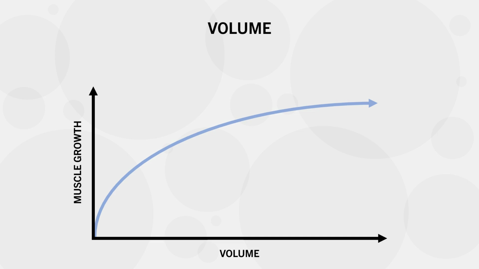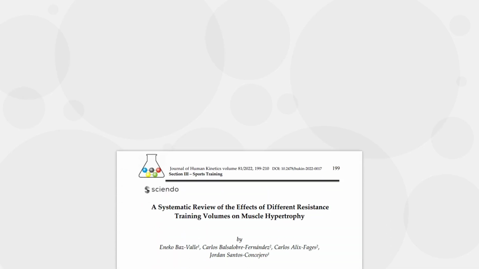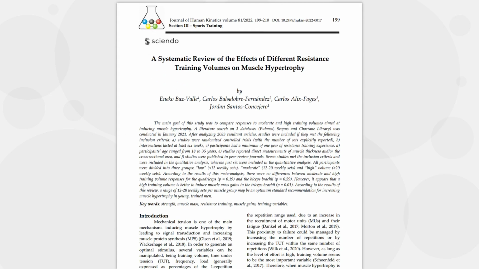However, it is probably not a linear relationship, rather the volume hypertrophy relationship probably looks more like this. As we can see, more volume will probably result in greater hypertrophy gains, but each additional set will have less additive benefit. This idea was established by the systematic review, which explored the evidence on low versus moderate versus high volume training.